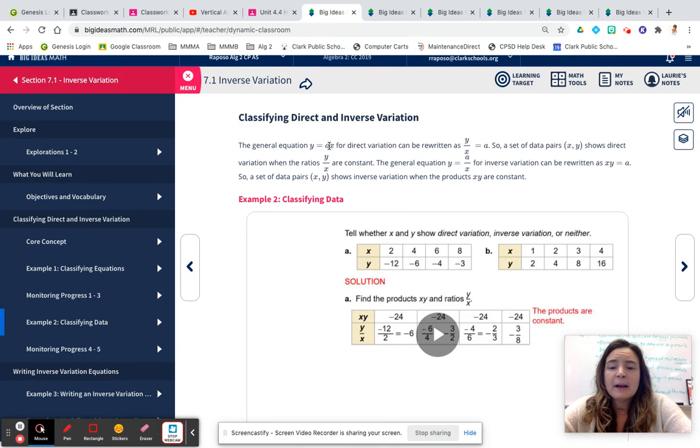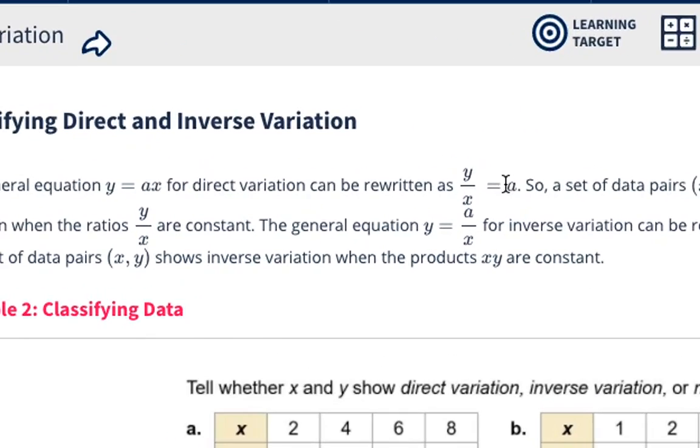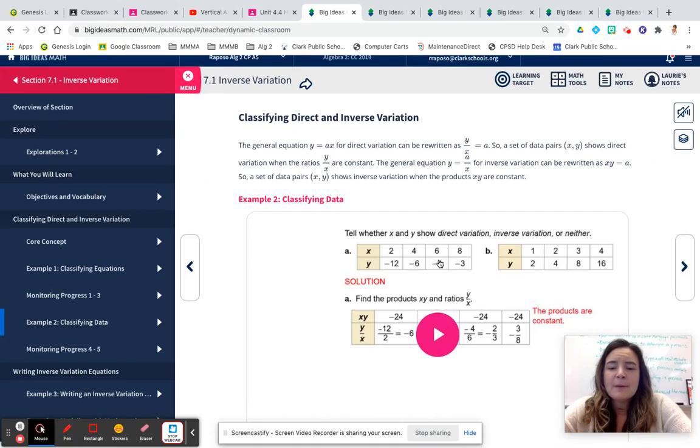So in order to get A by itself, I actually divide by X. So I have Y over X equals A. So if I take Y and I divide it by X and I keep getting the same number every time in these problems, then it's going to be direct variation.